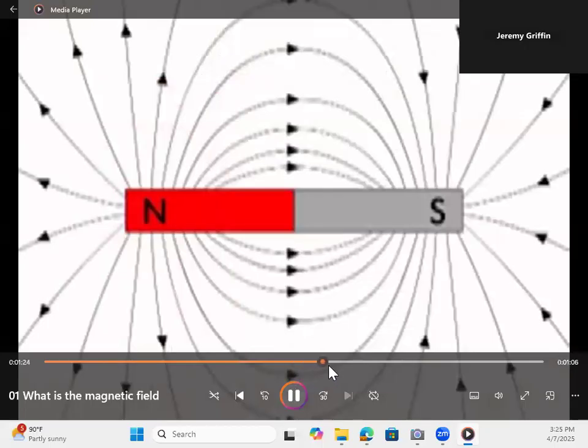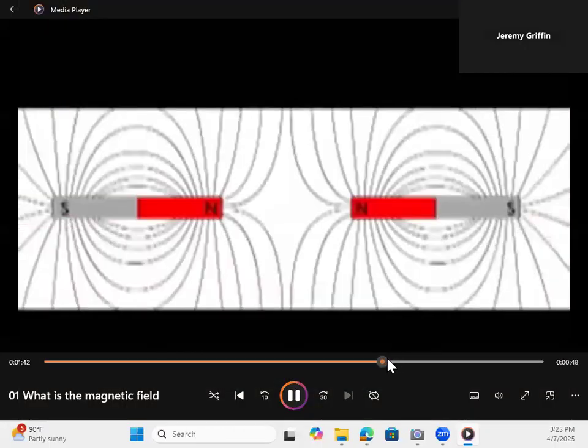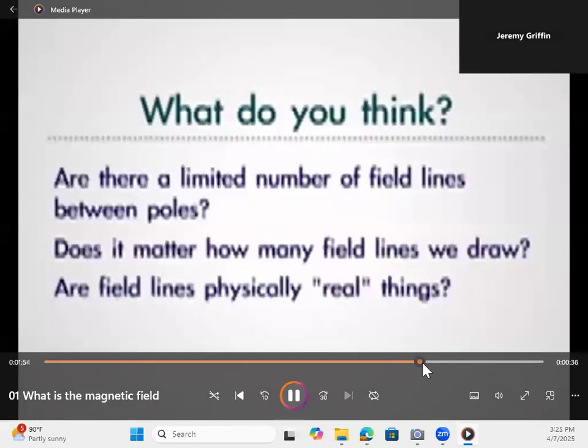There's a bunch of field lines. Now, okay, there's north and north. Do you guys see north and north? The field lines don't even cross each other. Ooh, look at that. But then if you go north to south, they'll pull together.